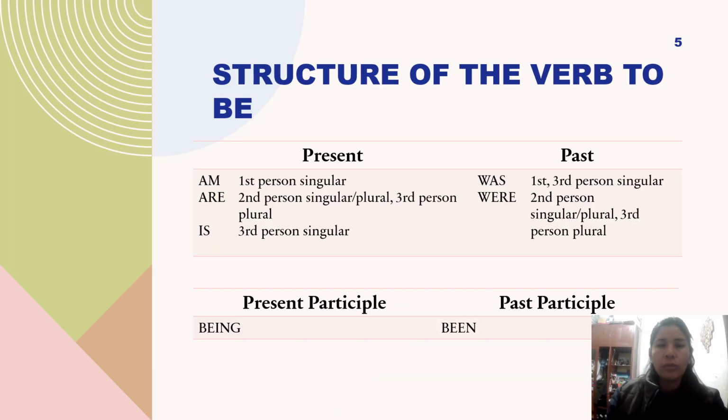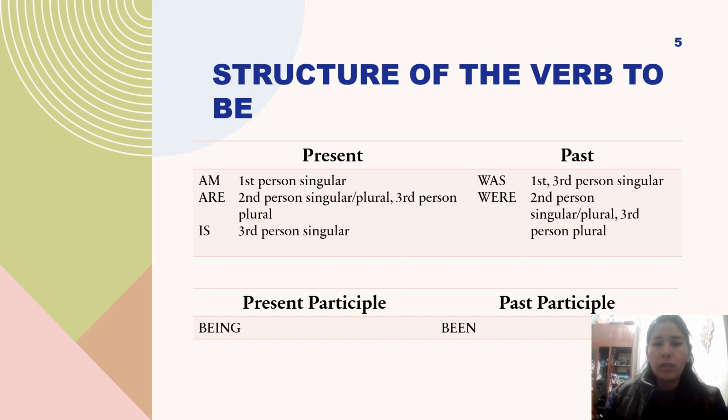The structures for the verb to be are 4. In the present tense, we can find 3 forms: am, are, is. Am represents the first person in singular. Are represents the second person in singular, in plural, and the third person in plural. Is is for the third person in singular. That means he, she, it.